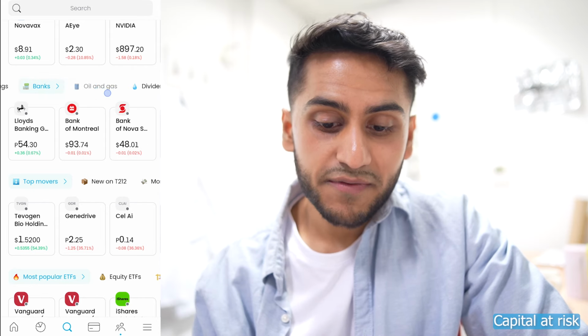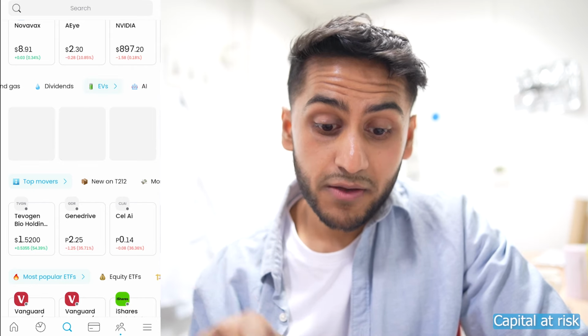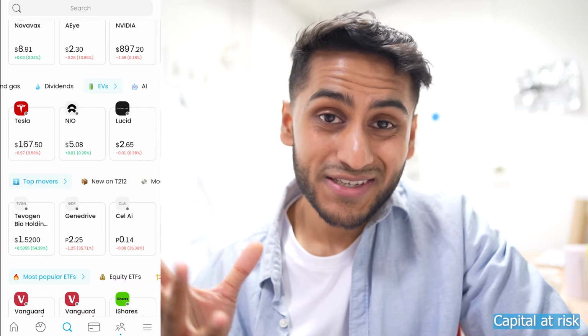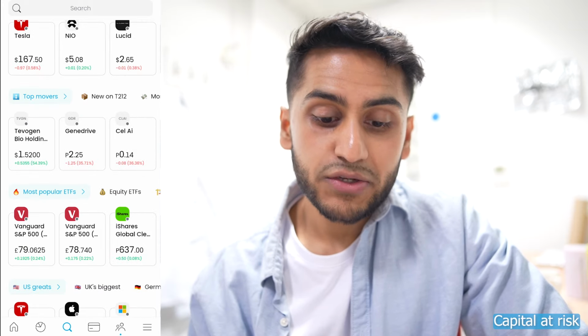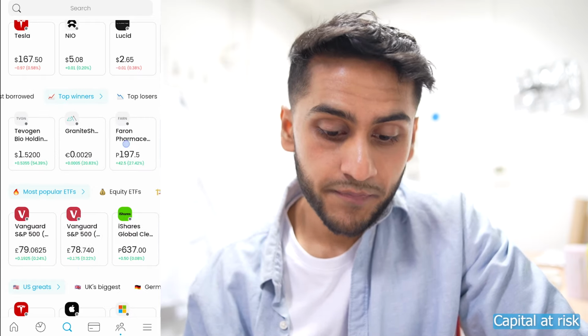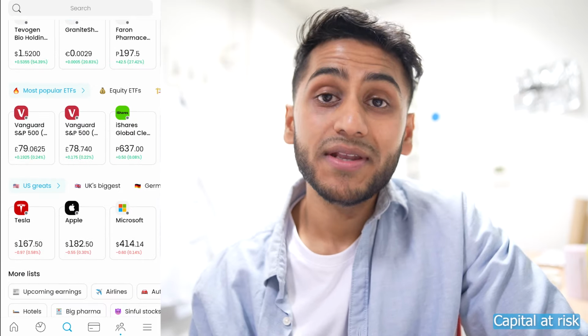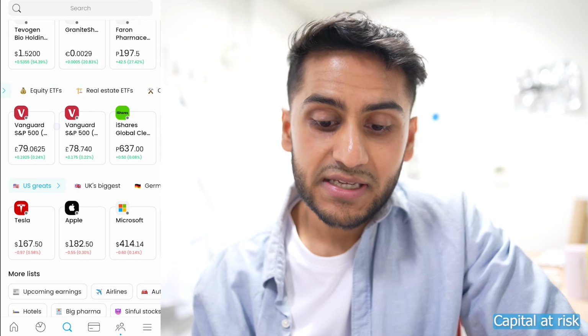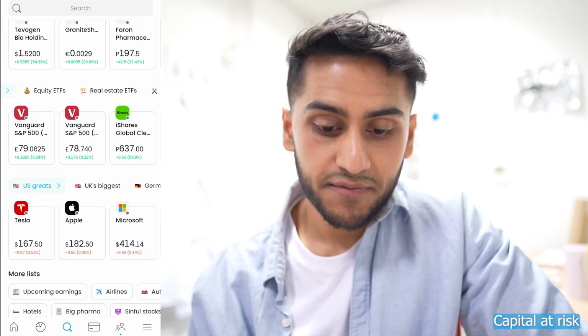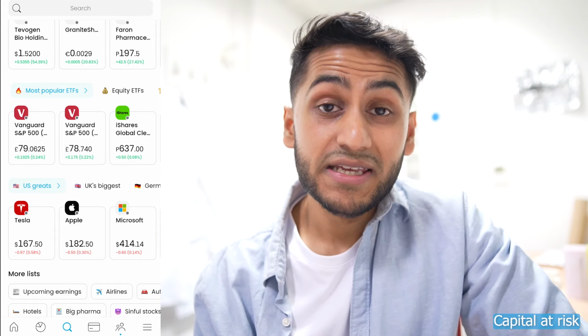So if you wanted to invest in companies, for example, electric vehicles, you can discover new companies here. Again, just don't go into a company just because you've discovered them. You can also see the top movers, new on Trading 212, most borrowed, top winners, just like we've seen before. But here we can see the most popular ETFs. We can see equity ETFs, real estate investment trusts, commodity ETFs, all sorts of stuff. So let's just go into most popular ETFs right now.